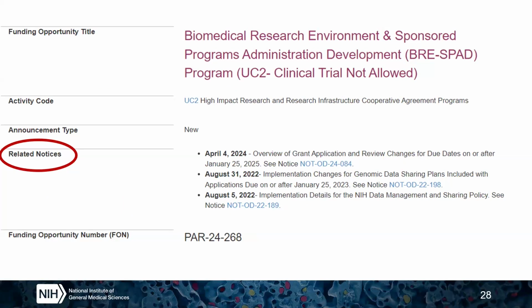And you might have seen this when I showed the NOFO in the prior segment, but you can find that section at the top called Related Notices. So you can see here for BRE-SPAD, there's some notices that are related that were published before the NOFO was published. So these are listed here, but there could be additional ones in the future.